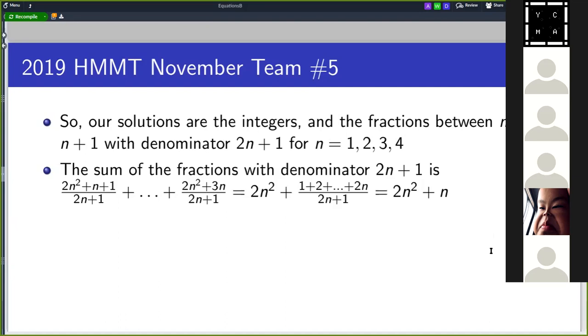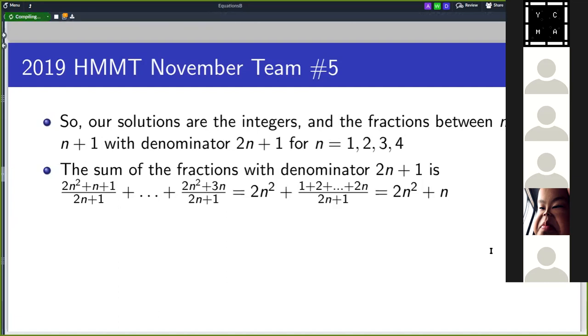And then the numerator we just sum is n times 2n plus 1. So our final answer is 2n squared plus n for each n. So now let's just sum everything.